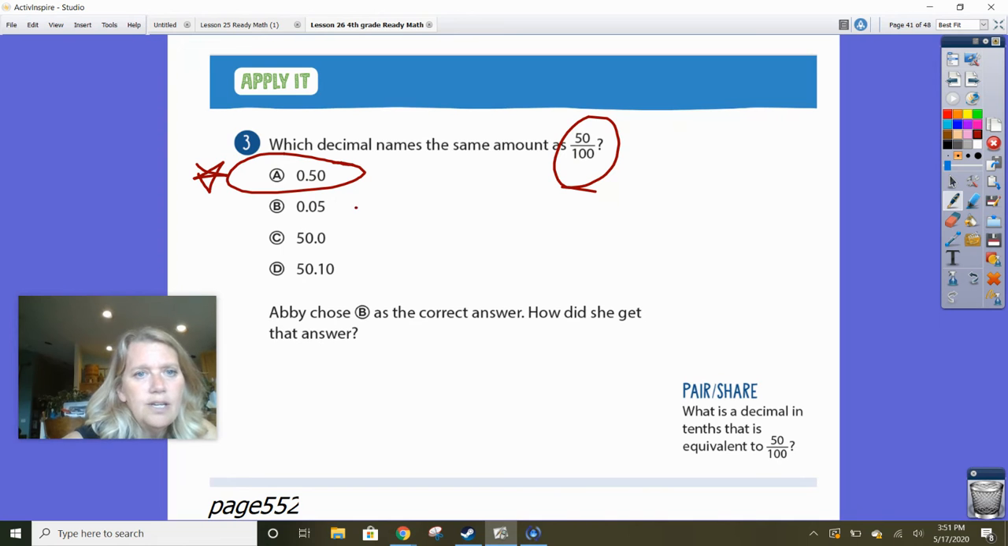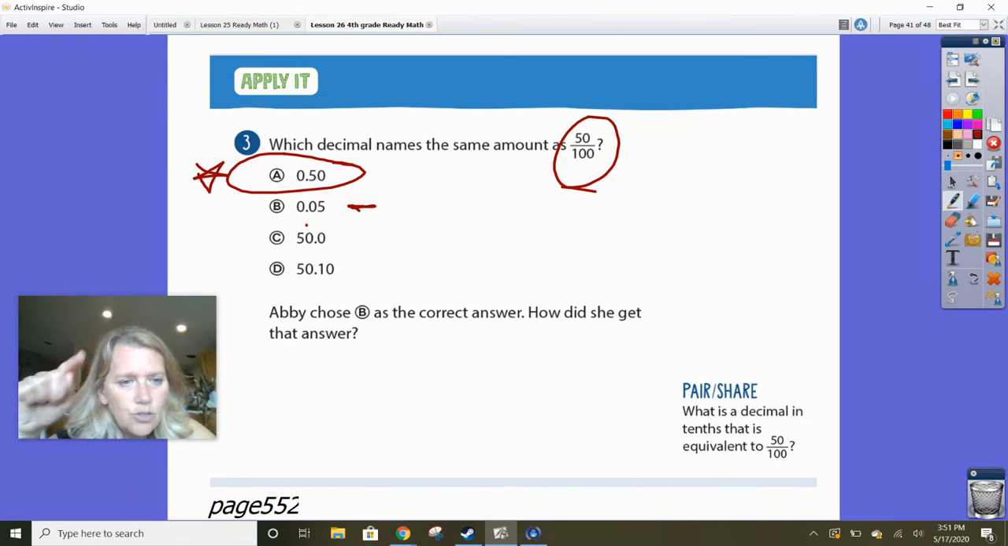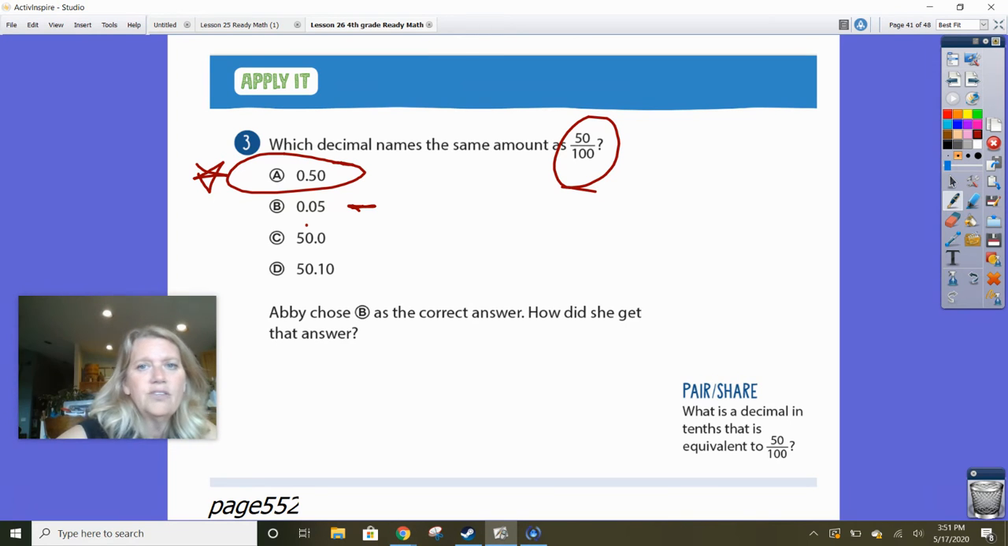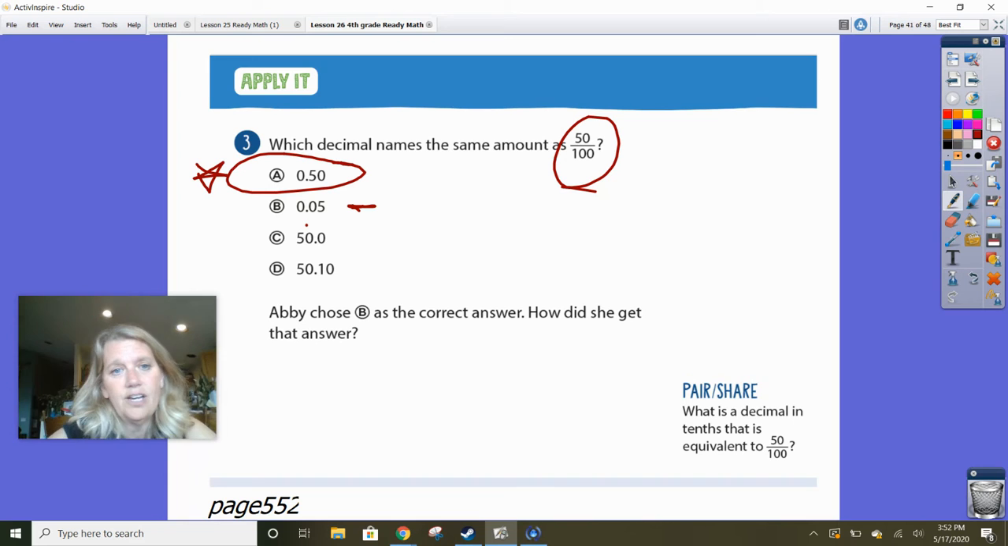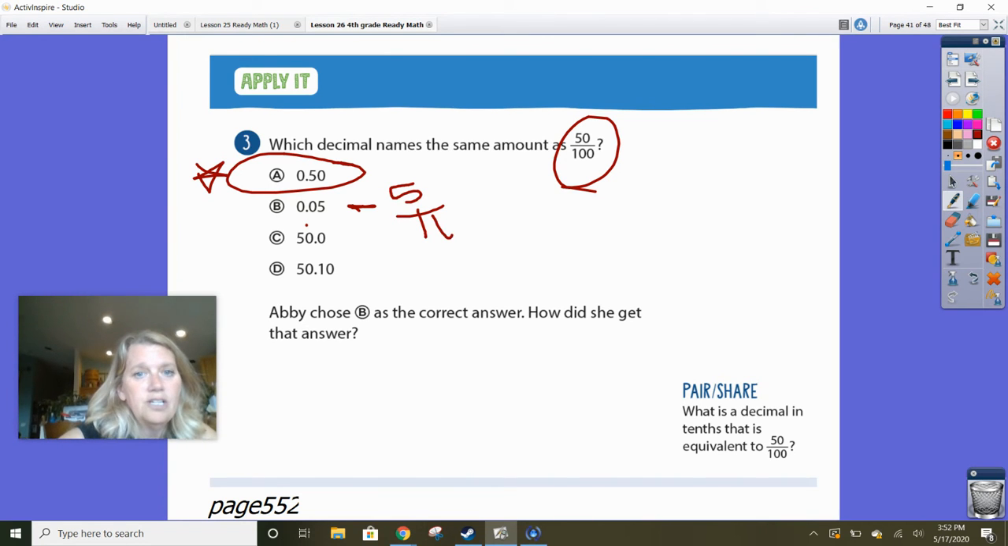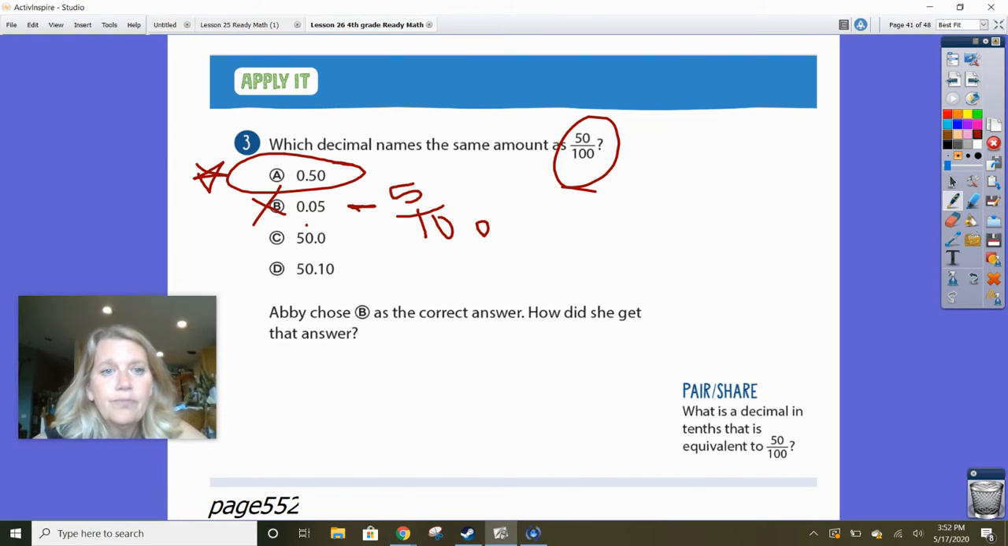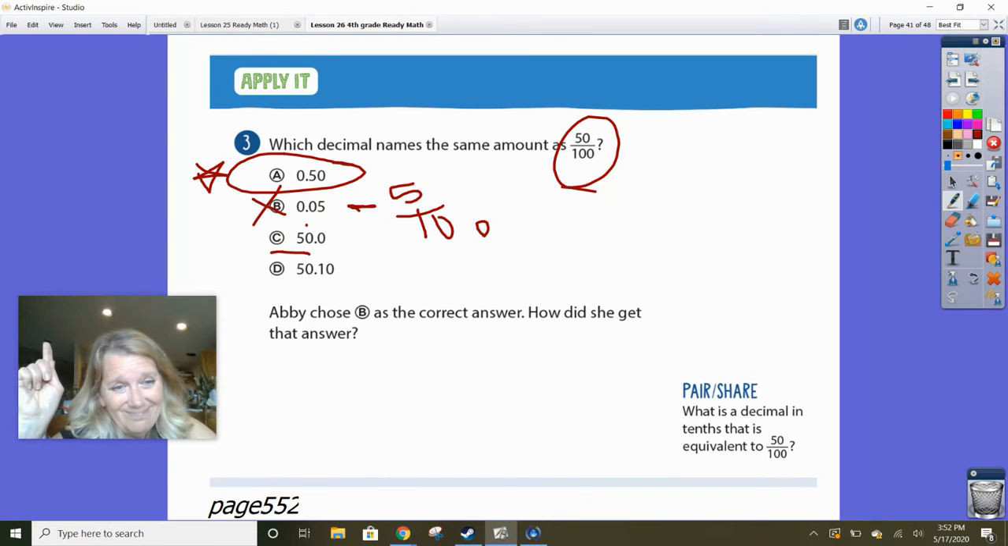This one has the 5 in the second place over, so it's going to be smaller. Yeah, you're right. That's 5 hundredths. That's only 5 cents, 5 pennies. 5 out of 100. So that does not work. That one's 50 what? Yeah, 50 whole dollars.